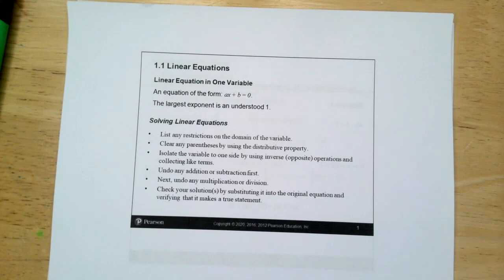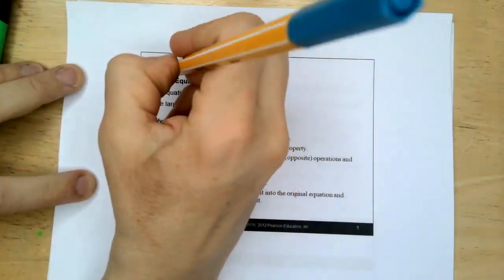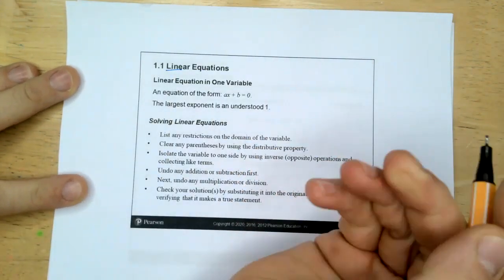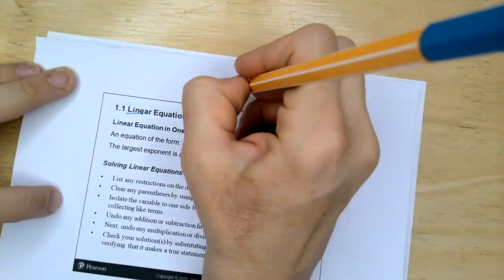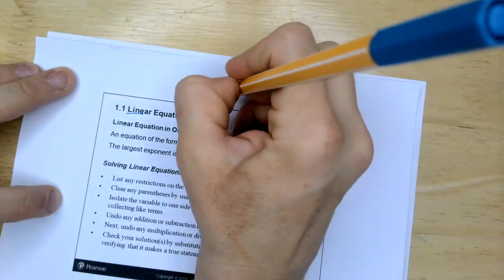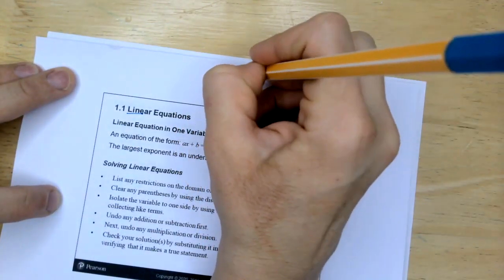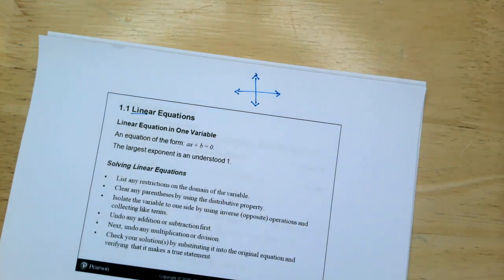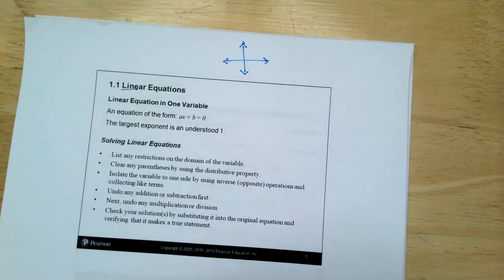So, a linear equation just refers to, that comes from the word line, right? Or has the same root. We're talking about the coordinate plane. Linear equations will make a line if you graph them. It's in the form ax plus b equals 0, and the largest exponent is an understood 1.